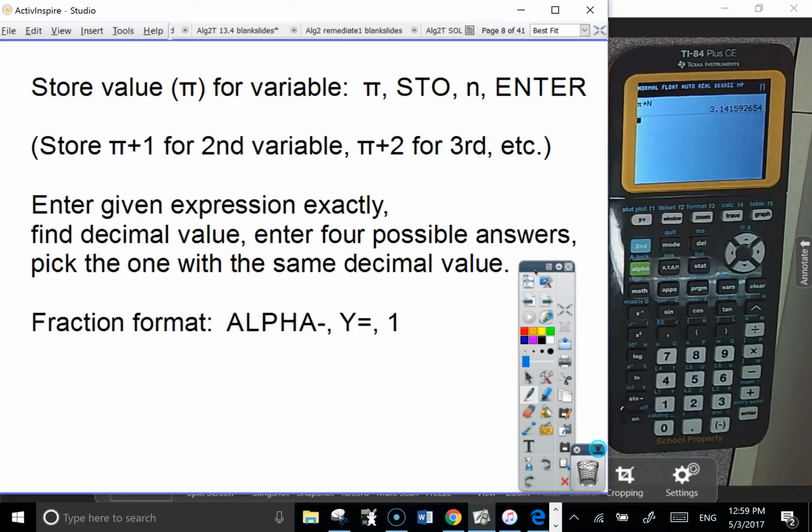Now, if you want, you could use x. If there's only one variable, there's no reason you can't just use x, as long as you keep it straight. Sometimes we have to change to x. Here we don't, but okay. Now, if you have two variables, use pi plus 1 for the second variable, pi plus 2 for the third.